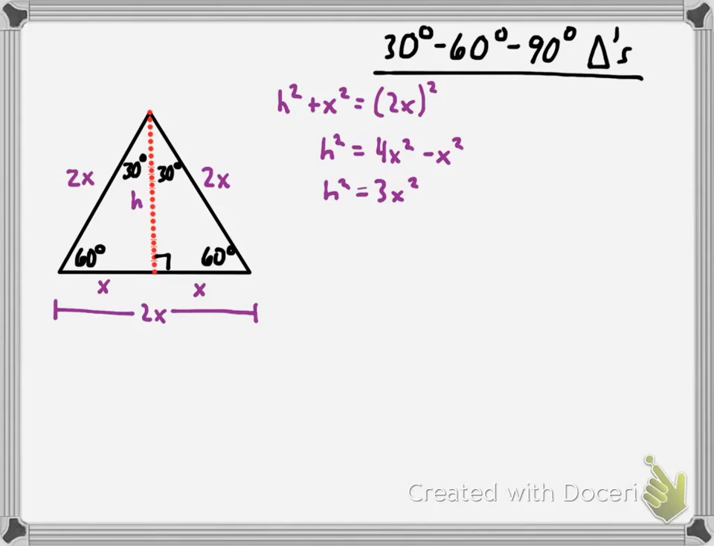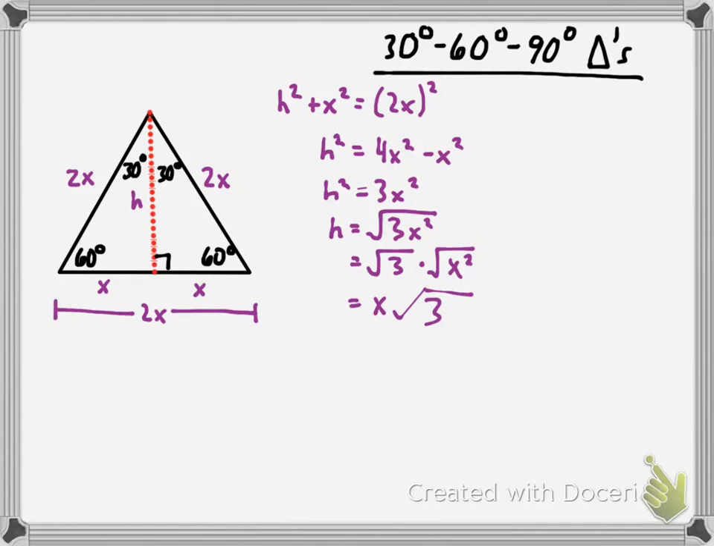So then h, the height, is going to be equal to the square root of 3x squared. And as you'll recall, that means it's equal to the square root of 3 times the square root of x squared. And I'm going to bring this to the front. The square root of x squared is just x. And then the square root of 3 is going to remain a square root of 3.